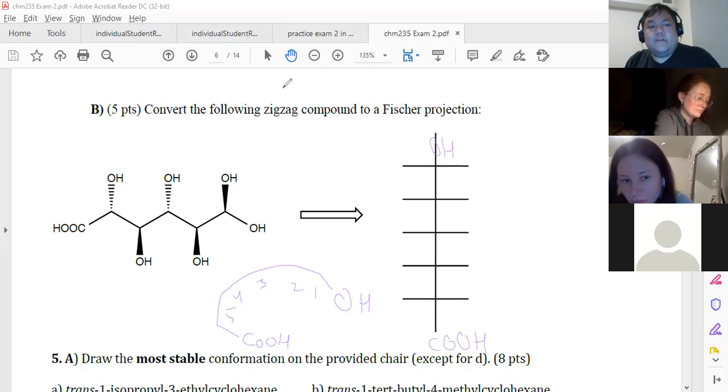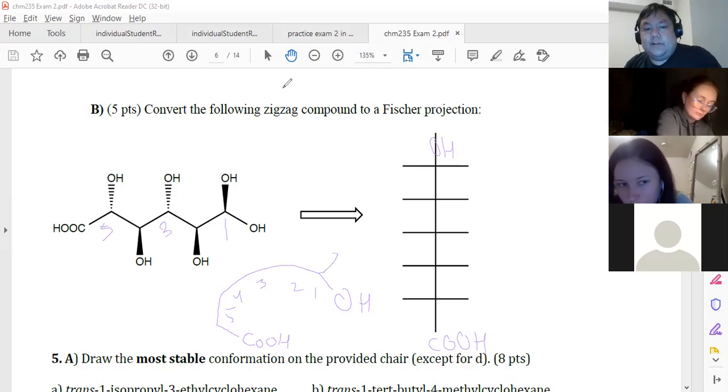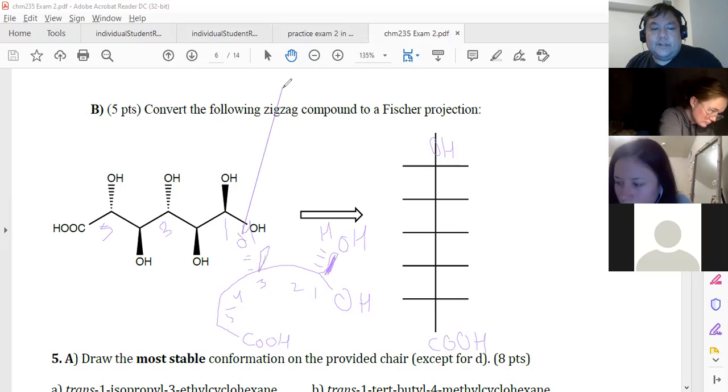Okay, so my first carbon, my third carbon, and my fifth carbon, they alternate. The odd ones are going to stay the same. Wedge OH, dash H. 3 is still going to be dash OH, wedge H. And then 5 is still going to be dash OH, like that. Does that make sense?